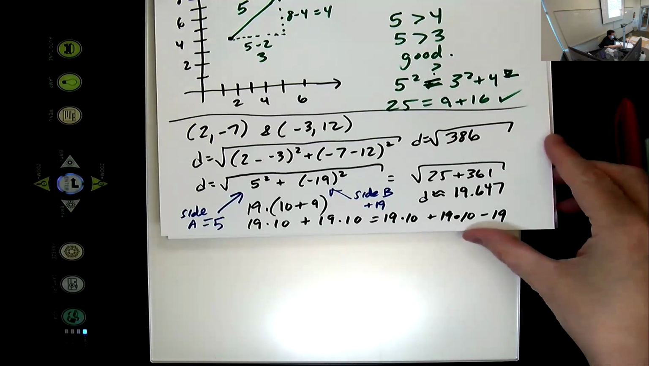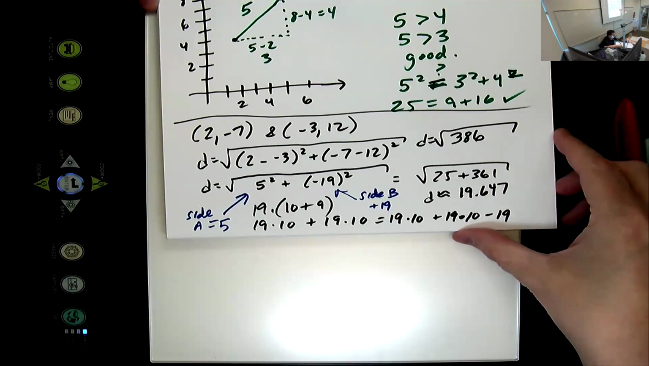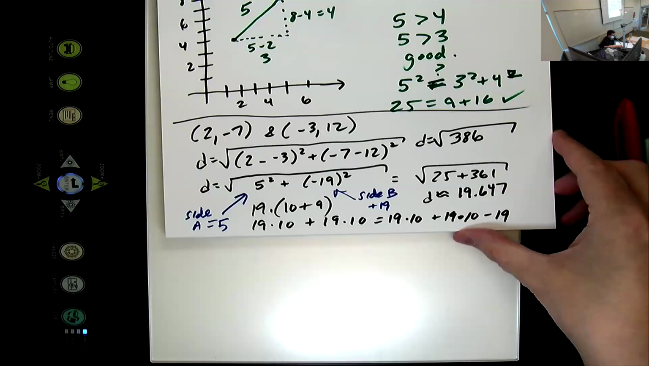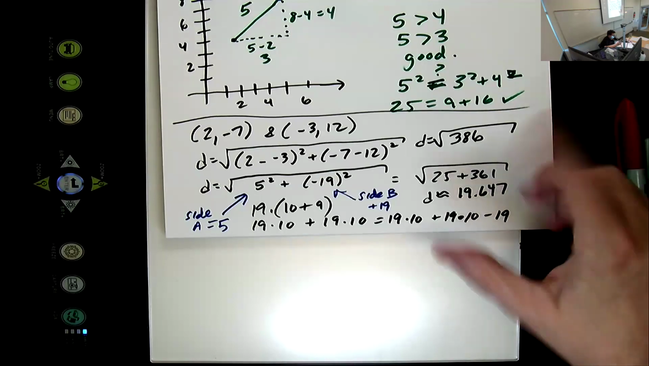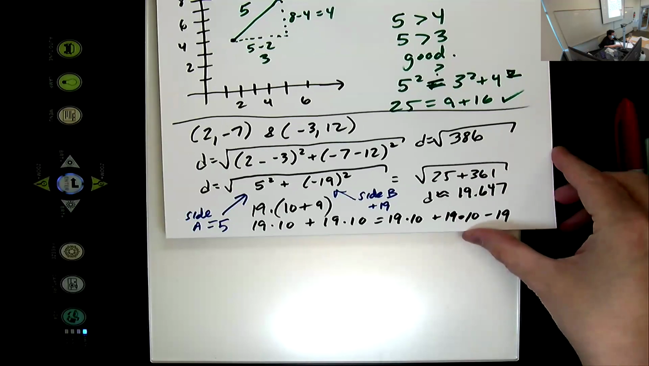This would be like a thin triangle. One side of it, kinda. Compared to 19, 5 doesn't feel thin, but compared to 19, it's pretty thin. Relatively thin.